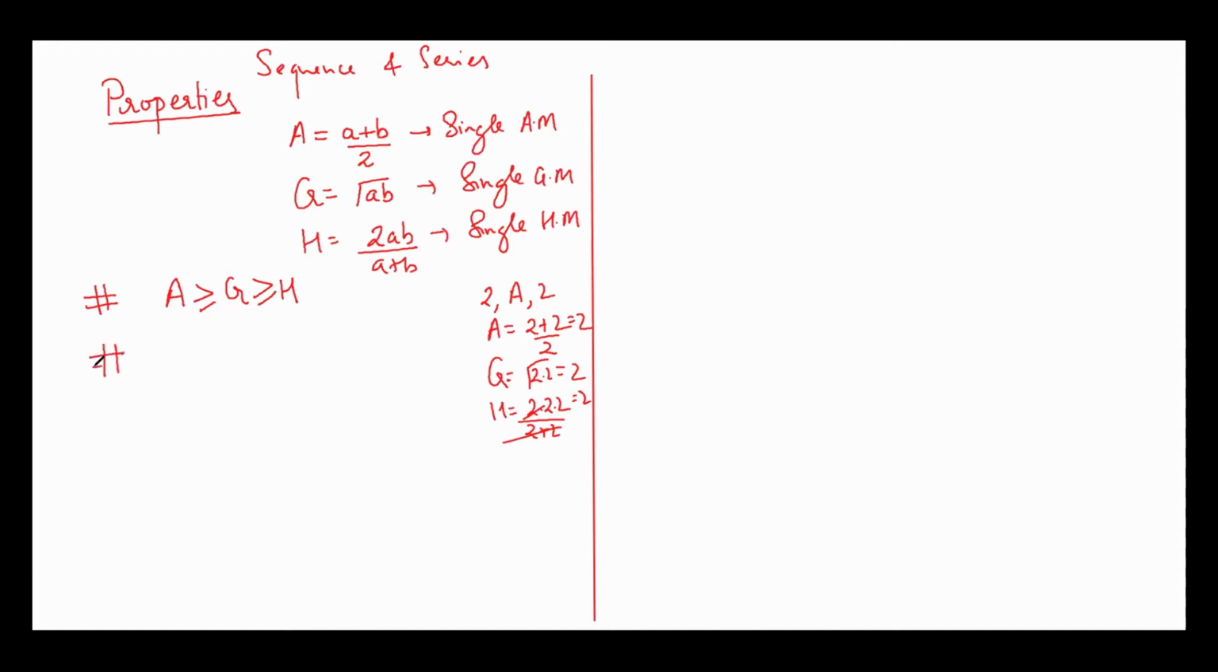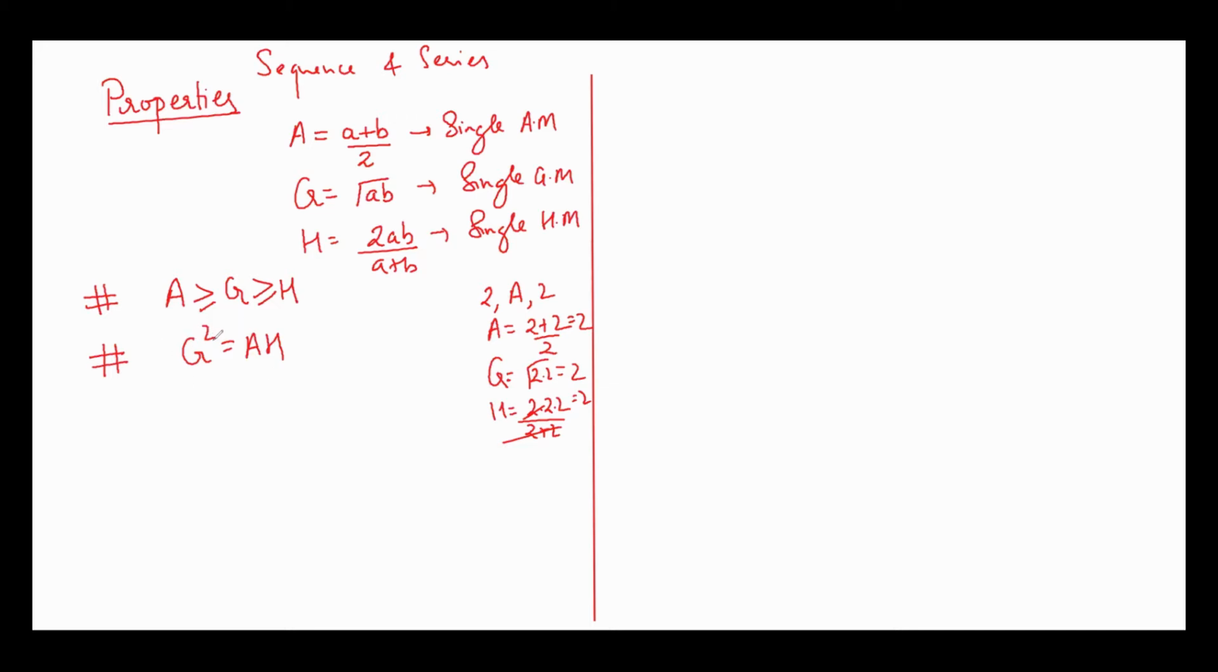Now second property is that G square is equal to AH. You can check that when you square this, then this comes out to be ab, and when you multiply these two, again you get ab. So this is the relation between G, A and H. That means what type of question you get? They will give you arithmetic and geometric mean, and you have to find harmonic mean. So this is the equation which relates all these three. Putting the values of A and G here, you can get H. So this is how we find out.